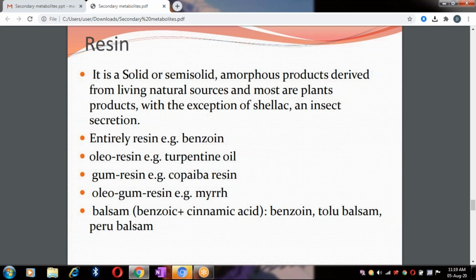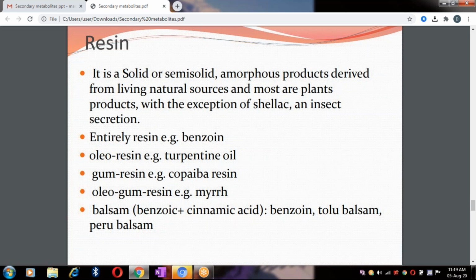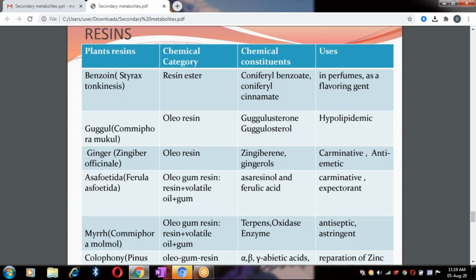As I told you, oil is there, gum is there. So oil, how can you remove it from the plant? How is volatile oil isolated? Steam distillation. Yes. So if you subject resin to steam distillation, the oil portion will come out.